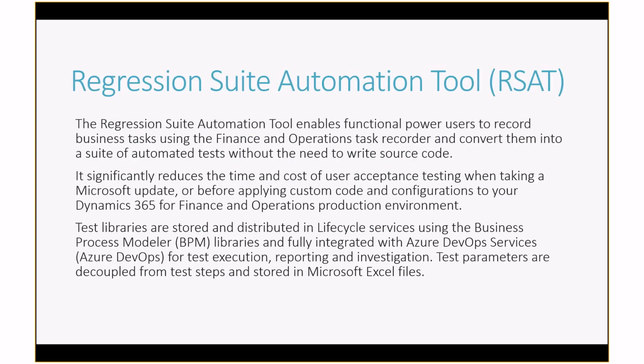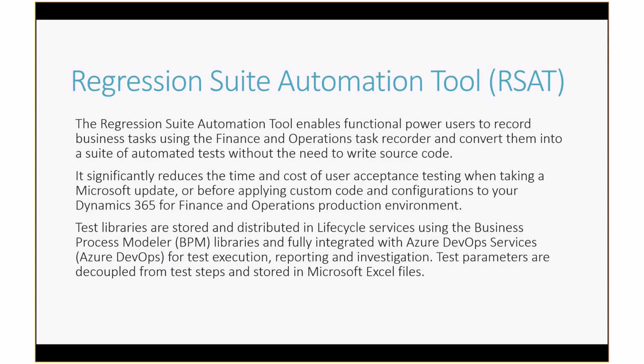This Regression Suite Automation Tool enables functional power users, not developers, to record business tasks using the Finance and Operations Task Recorder and convert them into a suite of automated tests without the need to write any source code. It's going to significantly reduce the time and cost of your user acceptance testing when you are taking a Microsoft update or before you are applying a custom code or configuration to your finance and operations production environment.